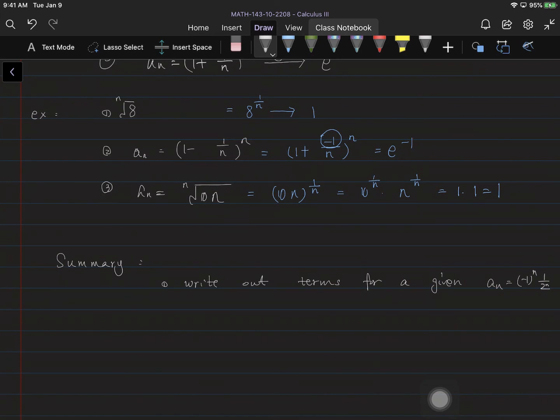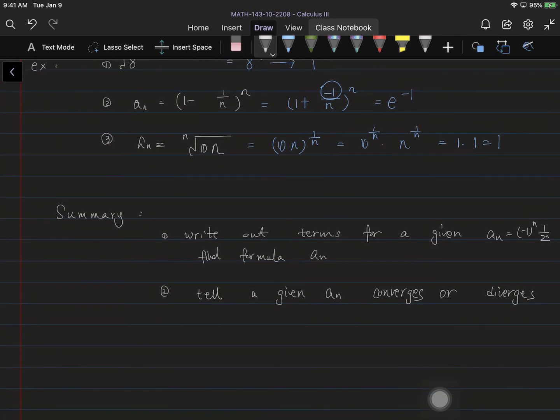write backward. So given a sequence, how to find the formula a_n. And second, tell whether a given sequence converges or diverges. That just depends on the limit of the sequence a_n, right? If the limit exists, it converges. If the limit does not exist, it diverges. If it converges, how to calculate the limit of a_n?